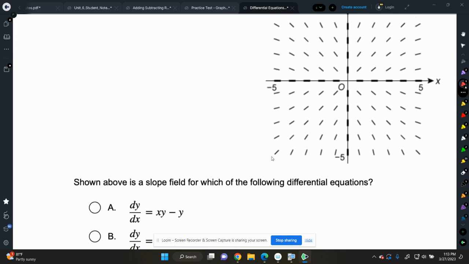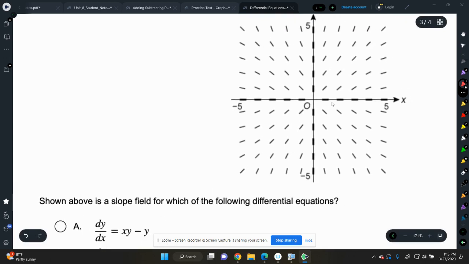We're trying to find the differential equation that matches this. We talked about slope fields before, looking for the differential equation that matches it. So what points are you looking at that you think might be of significance? 0. Okay, so look at this line right here. What's the slope of all of those lines? 0. And that represents the x-axis, which is when y equals 0. So when y equals 0, dy dx is equal to 0.